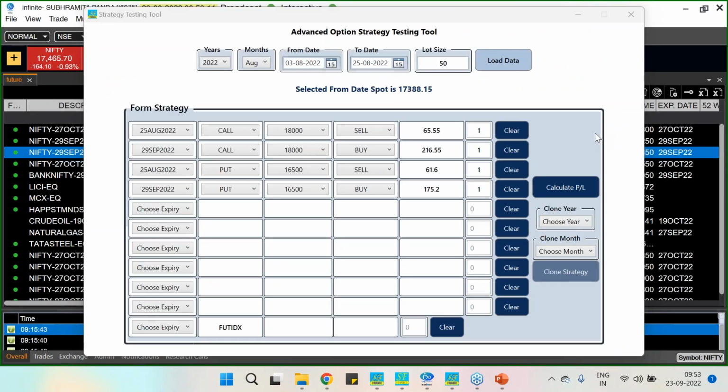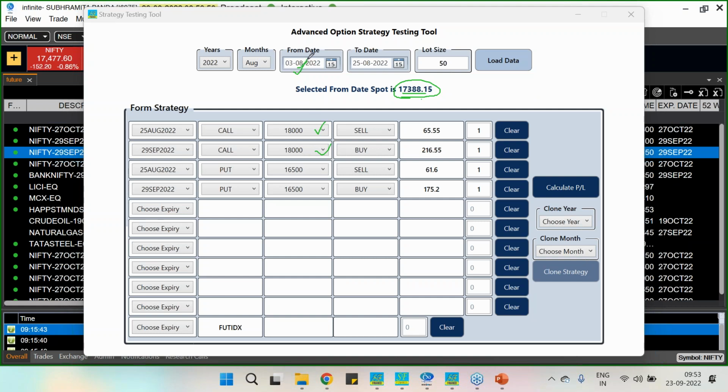This particular tool is the advanced option strategy testing tool. Any strategy you initiate, first we need to test whether this strategy works well or not. So here I have taken a random strategy. Say on 3rd August, when the Nifty was at 17,388 spot, it is not future value, it is spot value, just 600 to 700 points up, I formed a calendar spread. I sold the 18,000 call option and bought the 18,000 call option of September.